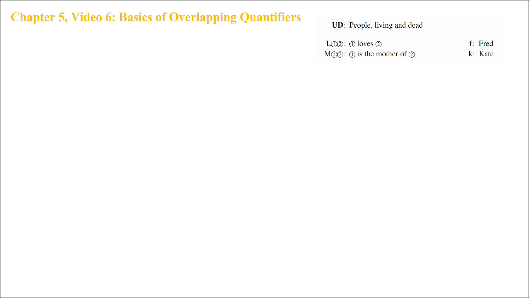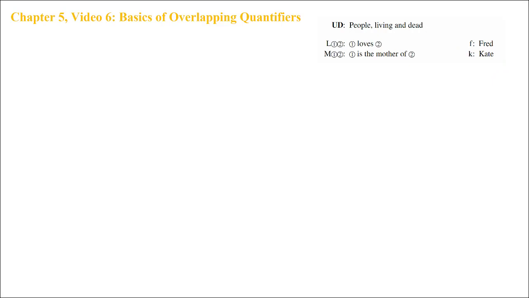Hello and welcome back. This is Chapter 5, Video 6, in which we'll be covering the basics of overlapping quantifiers. For this video, we'll be using this nice simple interpretation over here. We've got a universe of discourse, including all people, living and dead. We've got two two-place predicates, and we're going to just need two names for this interpretation.